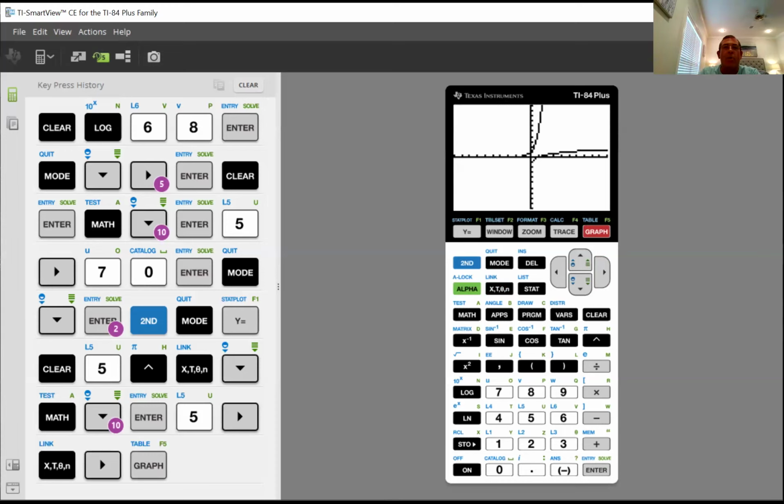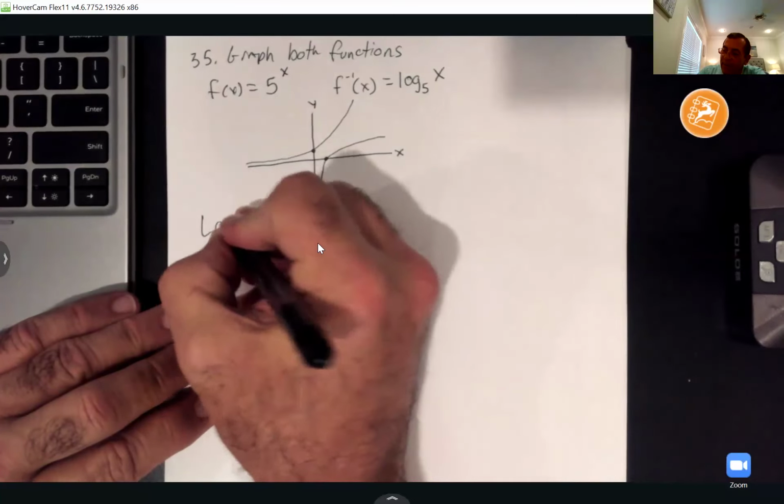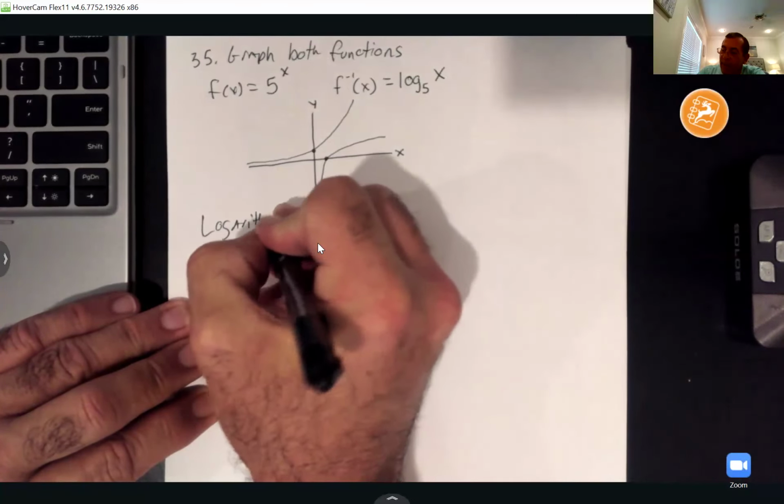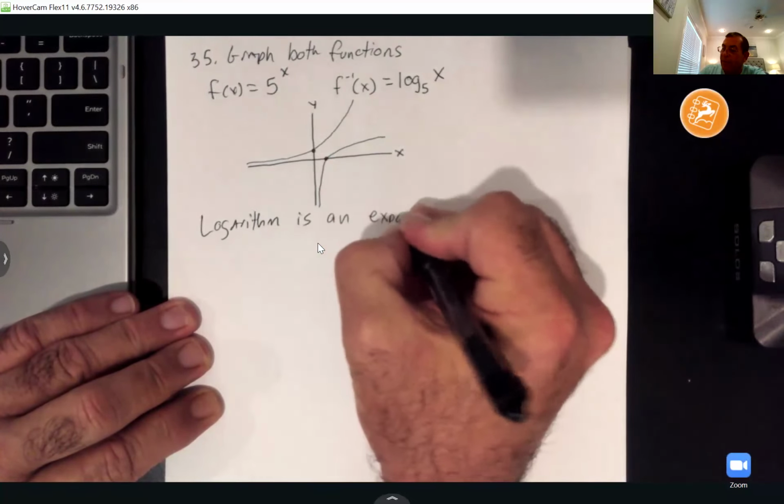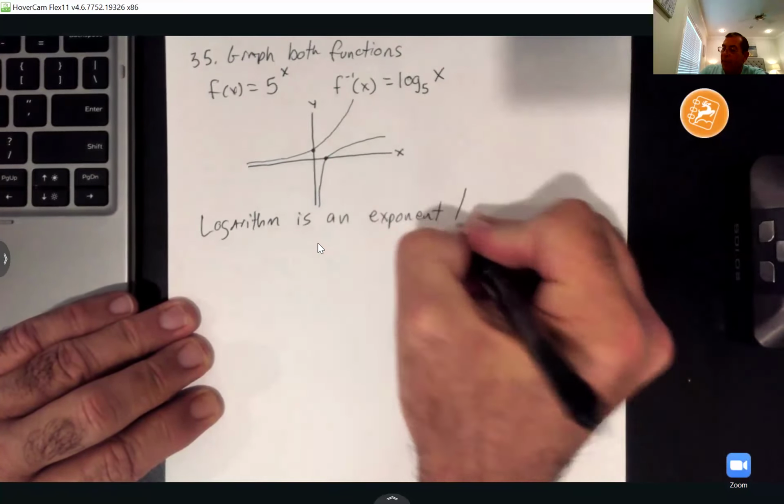So y'all, that's the world of logarithms. Just remember in log run, a logarithm is basically an exponent.